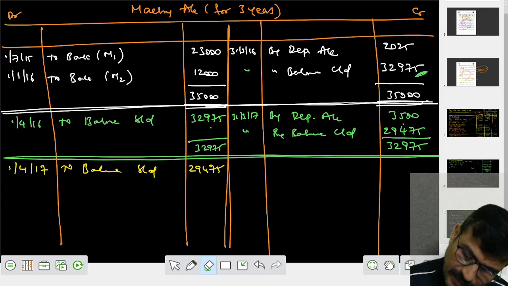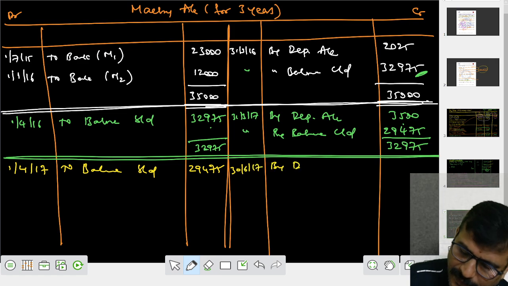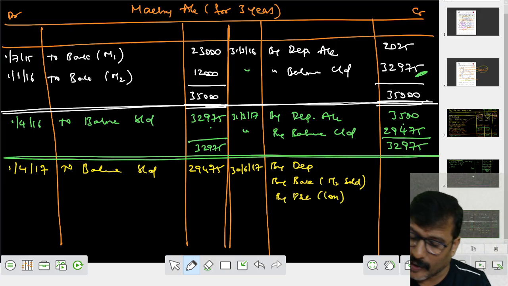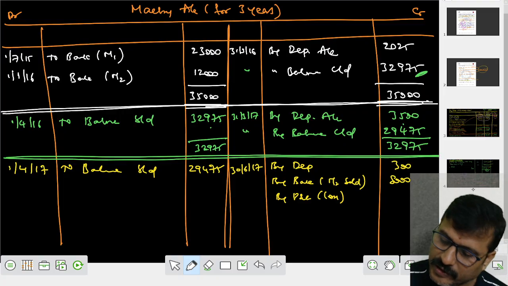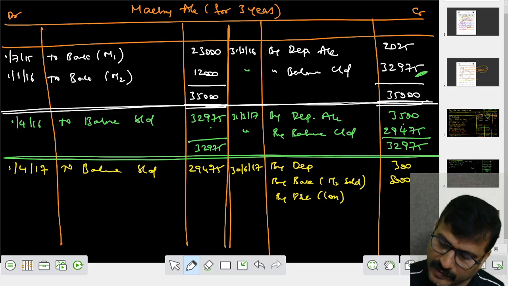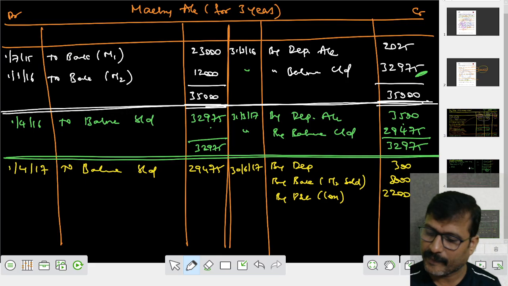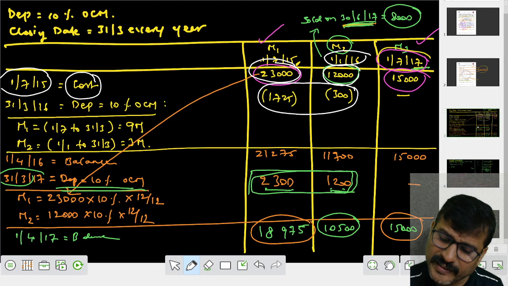So let us write on 30th June 17. By depreciation, by bank, M2 sold, by profit and loss as a loss. See, what was the depreciation? 300. Sold for 8,000. What was the loss? 2200. 2200 is the loss when you sold M2. Fine. What happened next? Next case.